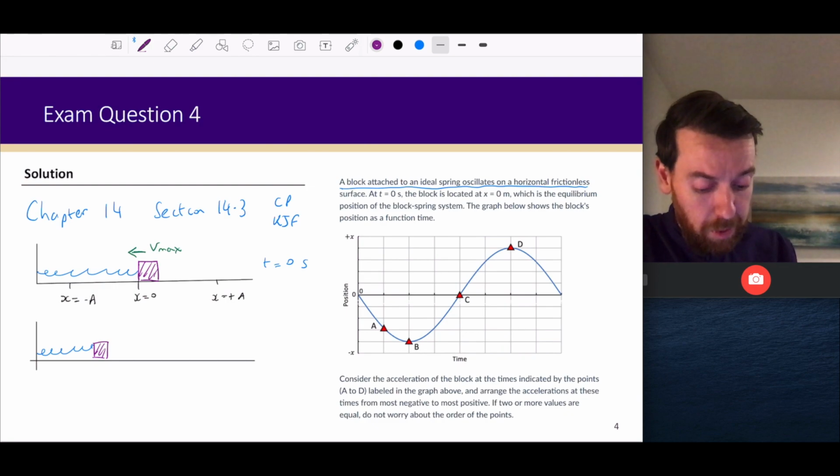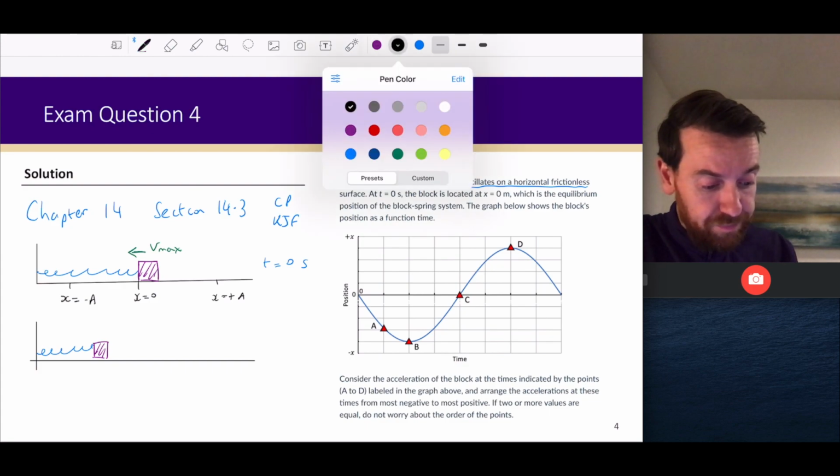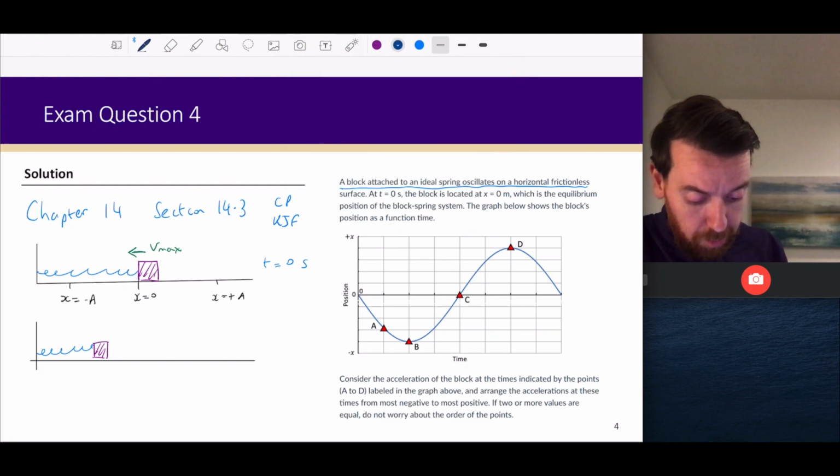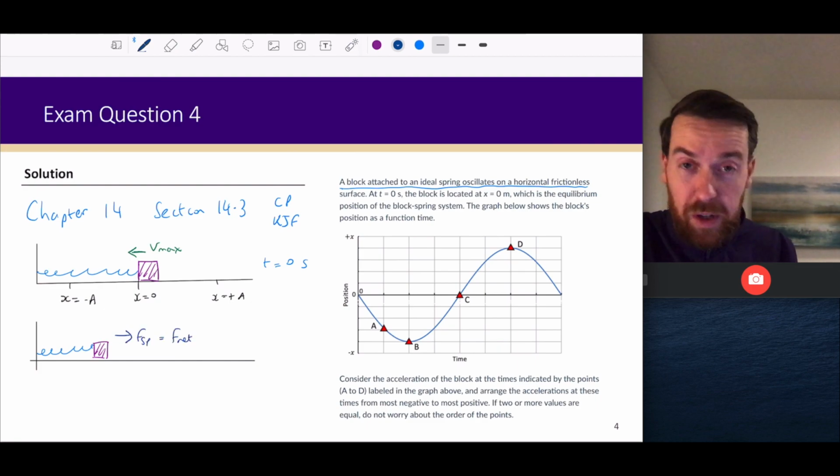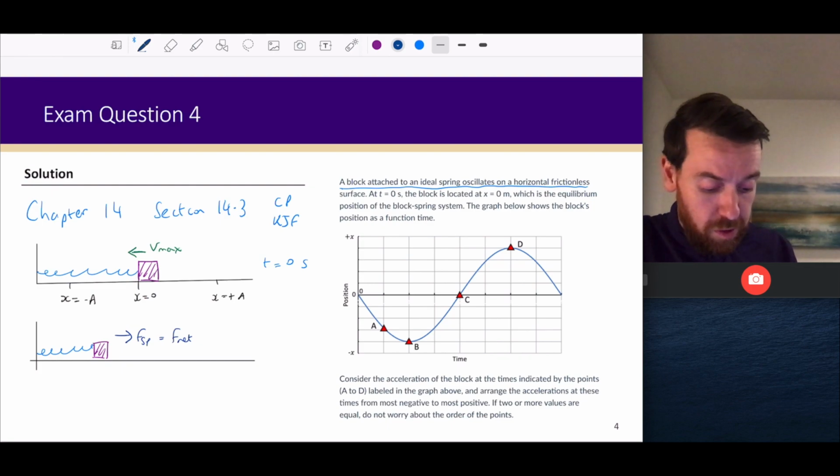You could also think about it in terms of forces. We know that the force by the spring is to the right, which is the net force on the block because it's a frictionless surface. If the force is to the right, the acceleration has to be to the right. To the right is the positive direction. So that means that the acceleration at A is positive.